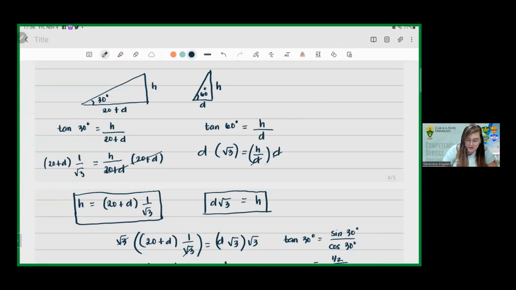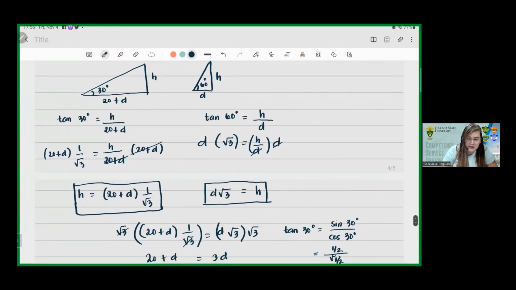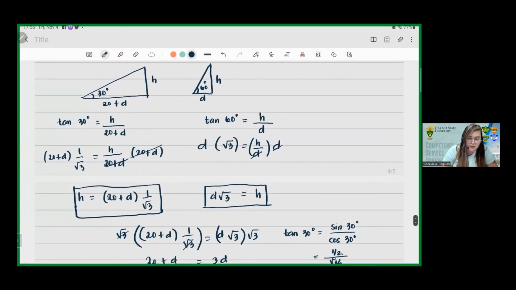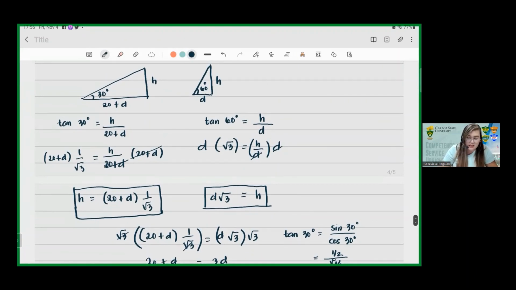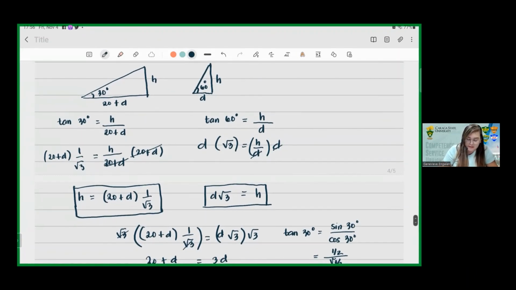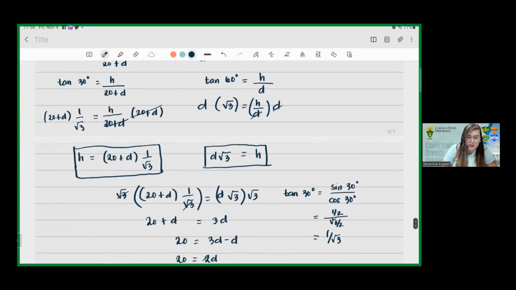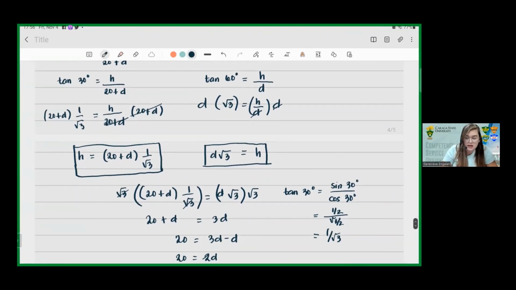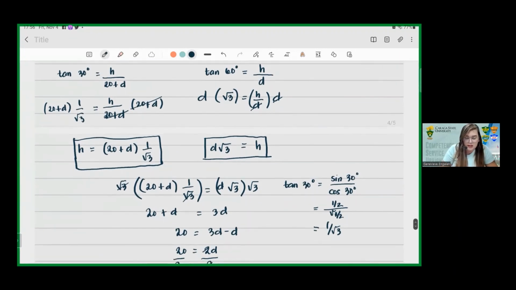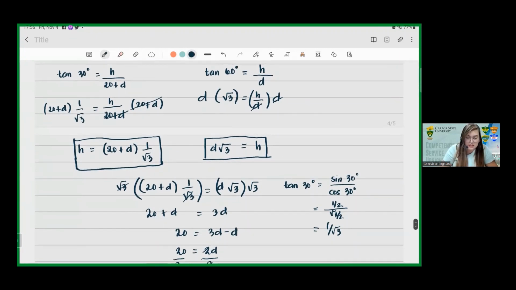Okay, then on the other side, we multiply both sides by d. So the d cancels. So the height is equal to d times square root of 3. Since they are both equal to the height of the tree, we can equate them. Transitive property of equality. You have 20 plus d times 1 over square root of 3 is equal to d times square root of 3.